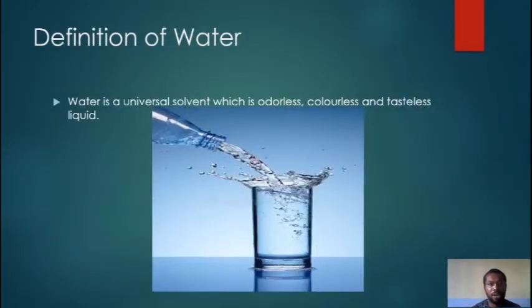Now, definition of water. What is water? Water is a universal solvent which is odorless, it has no smell, colorless, and tasteless liquid. Now you can see from the picture there, you could see through the glass, isn't it? You could see the water is transparent. So meaning that a good water that is meant for drinking must be colorless. Now it doesn't smell, and it is tasteless. Any water that is bitter or sweet, it means that that water is not good for your consumption.